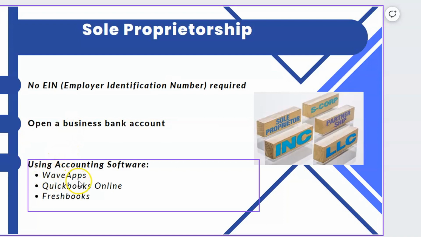Next up is having accounting software. There's Wave Apps. Last time I looked at it, it was free to use. It's cloud-based, all online. There's QuickBooks Online. There's FreshBooks. FreshBooks is geared toward one-member or very small team type businesses. Again, all online. There's no software that you need to download to your computer. You can access all these from anywhere.